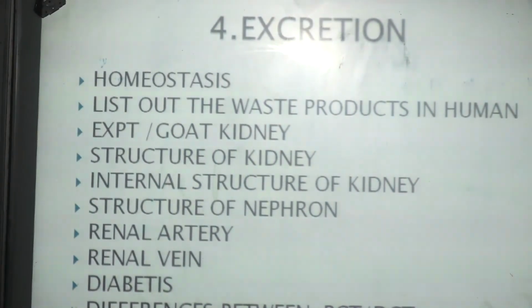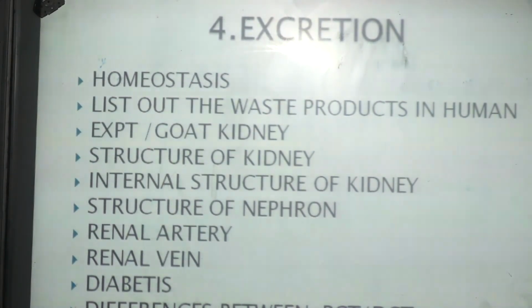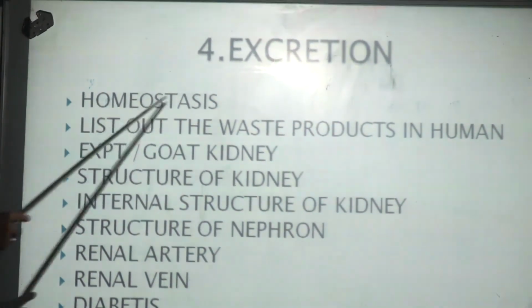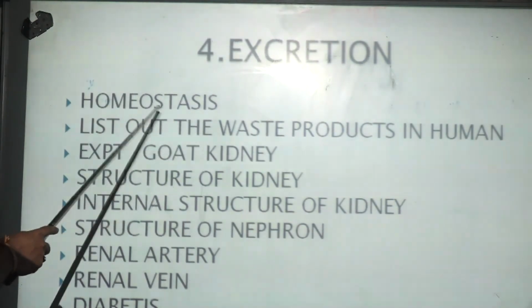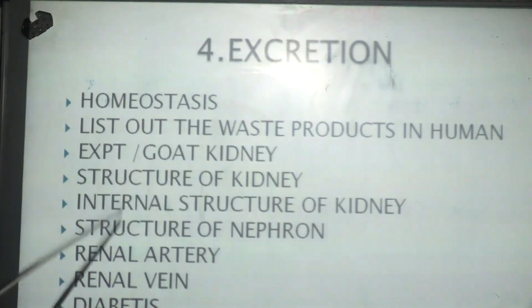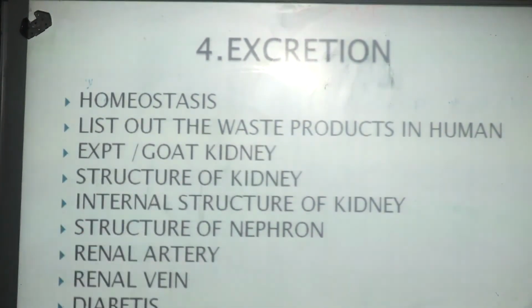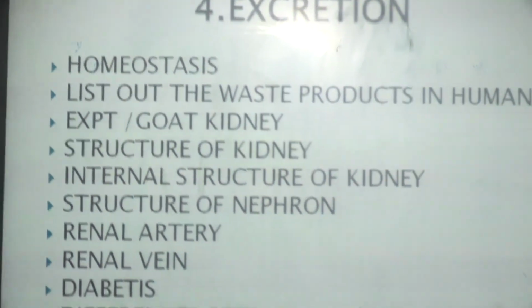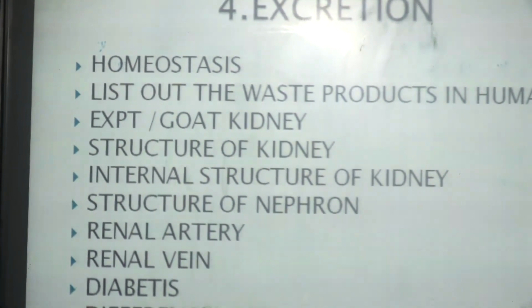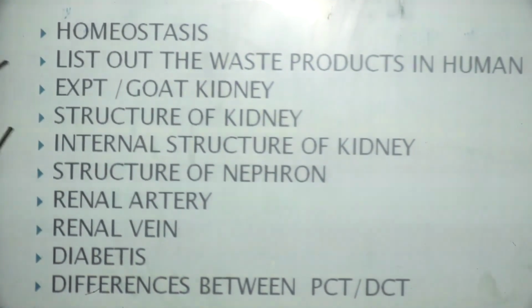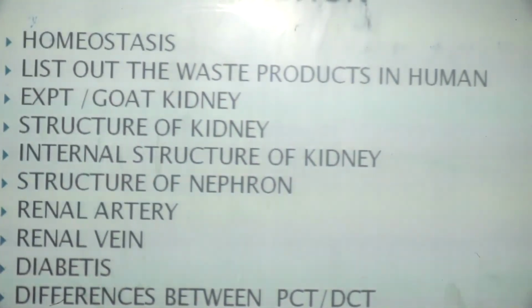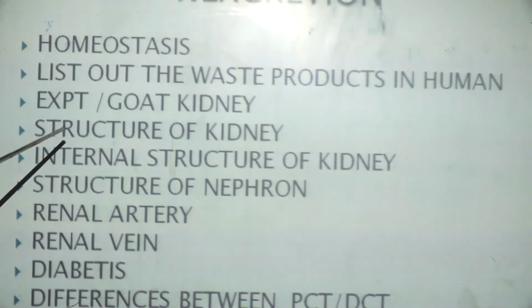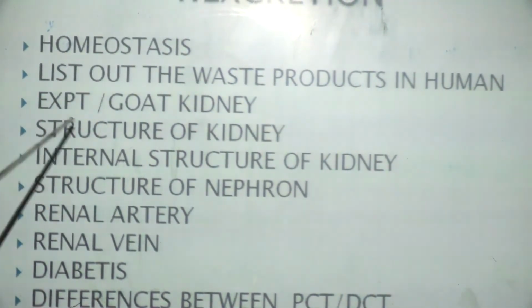Into the next chapter, excretion. In the excretion law, homeostasis is a simple, one word answer, and list out the waste products in humans: urea, uric acid, nitrogenous bases and some salts like that. These are the waste materials. And two years back, one question was given.